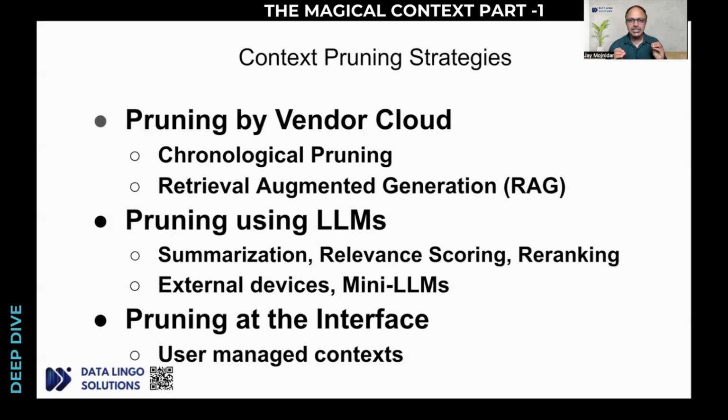Another strategy is to use LLMs for pruning. Using LLMs, the context can be summarized without losing the vital parts. This is a growing field and is still in the R&D stages in mid-2024. New ideas such as building external devices, databases, or even mini LLMs are being considered. You can find links to these research papers in the description below.